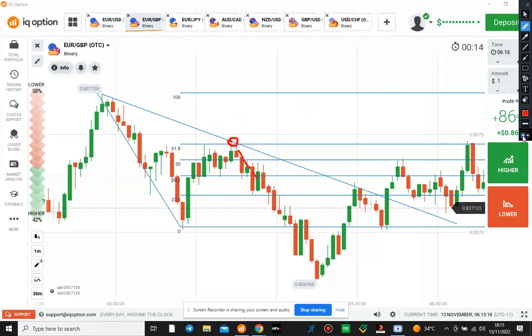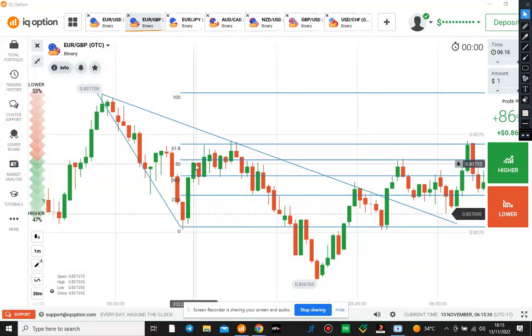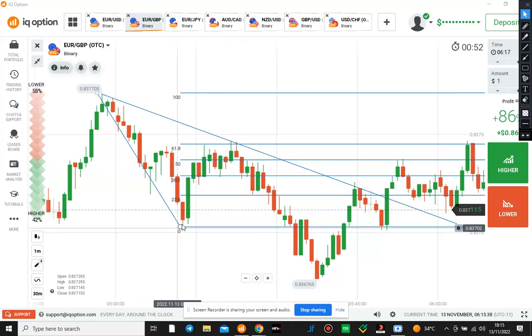So here we have the A, B, then you look for C at any of these Fibonacci levels. Now, let's say if you want to trade Fibonacci levels, which number is stronger, more reliable to trade?